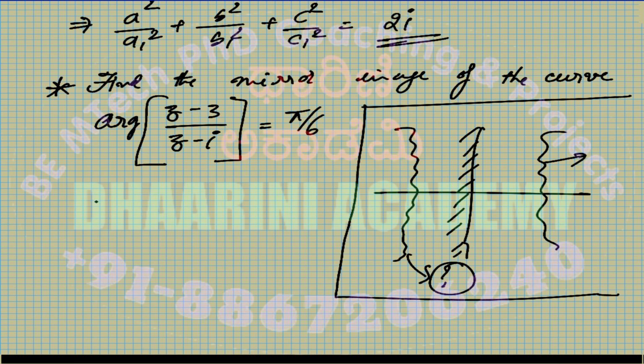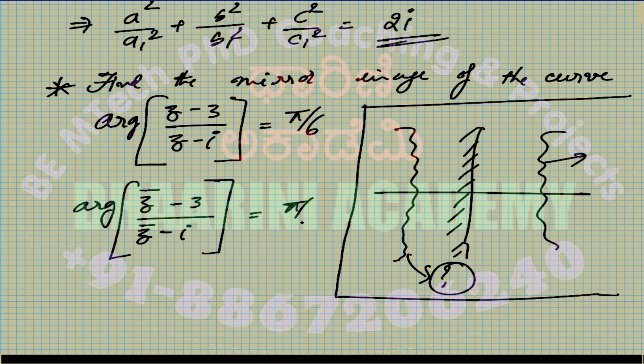So arg of (z bar minus 3) divided by (z bar minus i), because every point z on the first curve becomes z bar on the second curve. Okay, so angle, argument means angle, right? So this has to be pi by 6. So the curve is the same, it's not going to change. So this is the actual curve, but anyway, we have to simplify. So it's a too straightforward question.